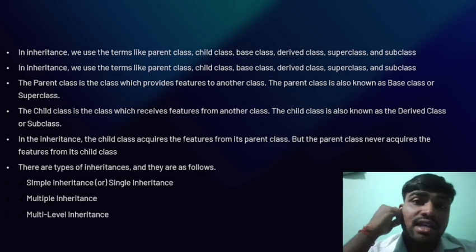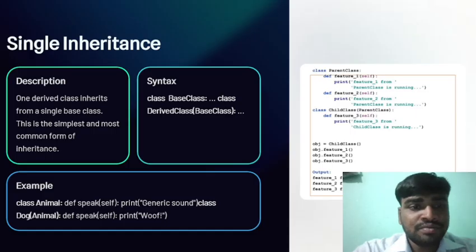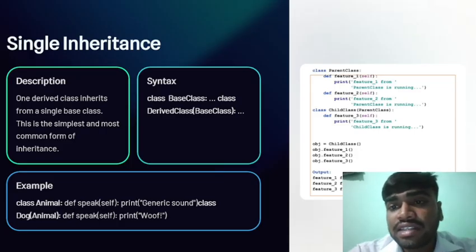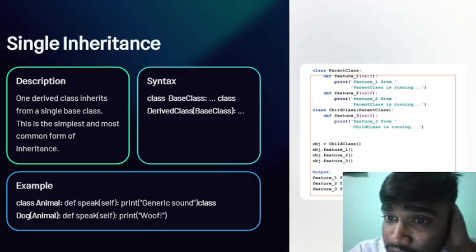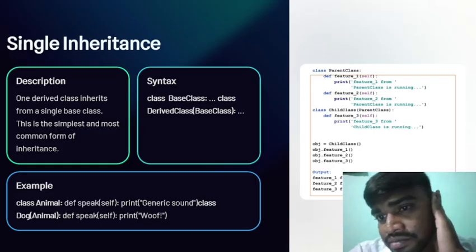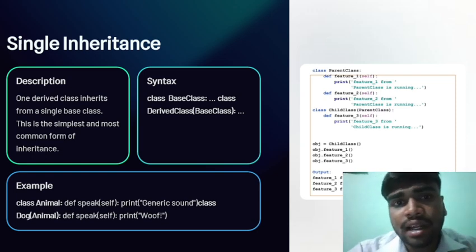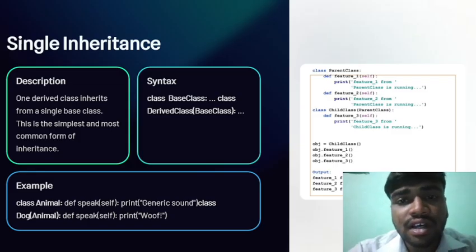The types of inheritance are multi-level inheritance, simple inheritance, multiple inheritance, etc. Let me show you an example of inheritance. Here at the right side you can see a picture where I wrote the program. Here the parent class is the parent class, and the child class is the class which receives the information.